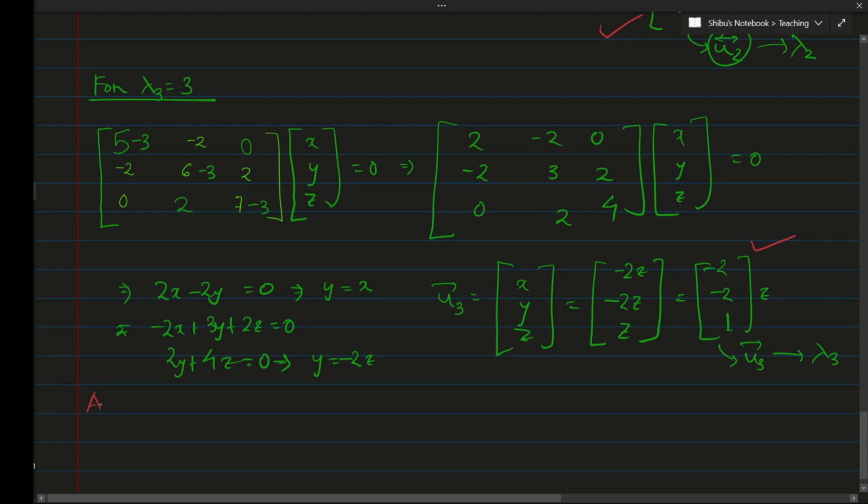So let's write the answer in the last one. Answer: our 3 eigenvalues are 9, 6, 3, and our 3 eigenvectors are u1, u2, u3, and you can see above what u1, u2, u3 are.